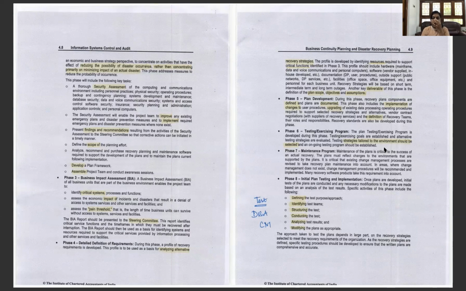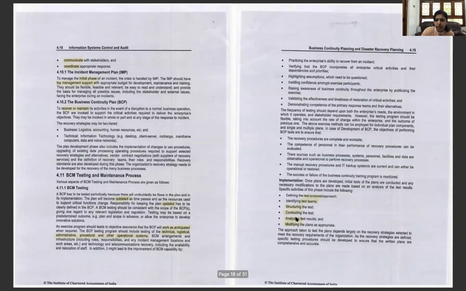So recollecting our phase 8, which is testing and implementation. Let us go through these points again. What are the activities that are done in the testing and implementation process of BCP? Here we have DISACM: defining, identifying, structuring, analyzing, modifying, and communicating. The same points are going to be repeated again here in the implementation and testing of the BCM process. Here we have defining, identifying, structuring, conducting, analyzing, and modifying.